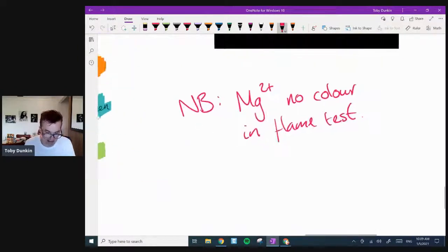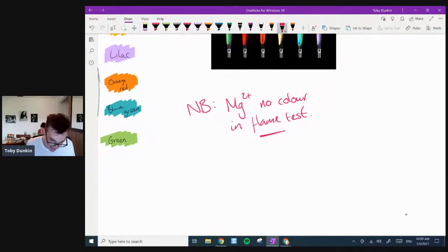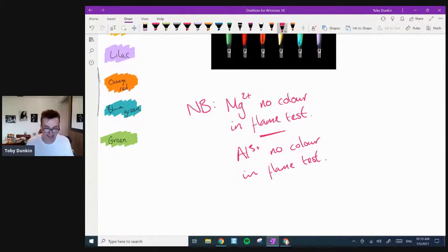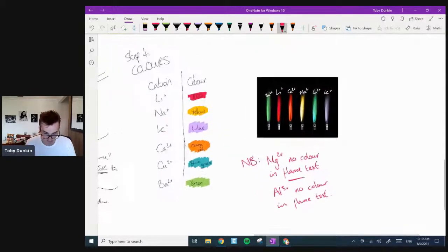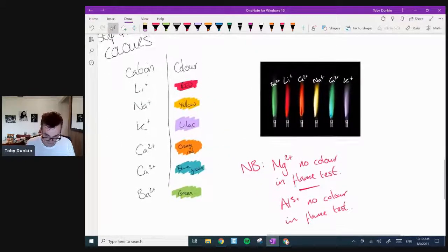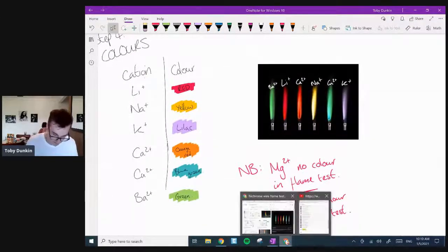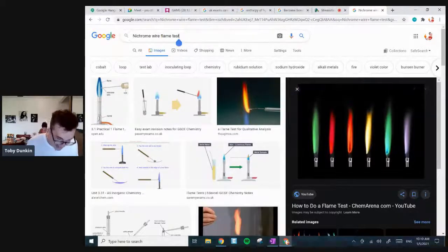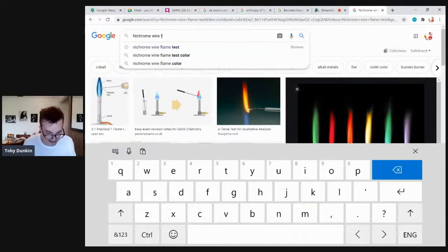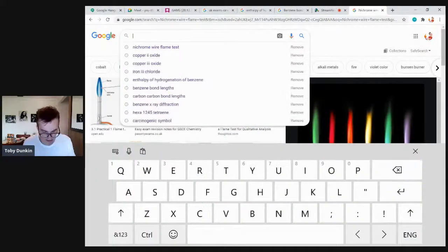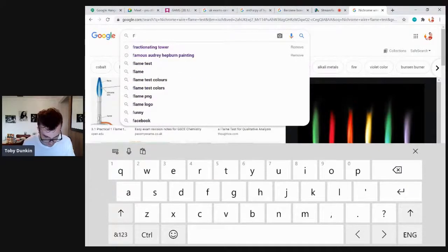Now that's a problem. Aluminium is another one. Aluminium 3+, no color seen in flame test. So we had to come up with an alternative test for these cations. And the fab bit is I now get to do the fun bit of this lesson. Because now that we've done that, guys, we can now realize how we make fireworks.